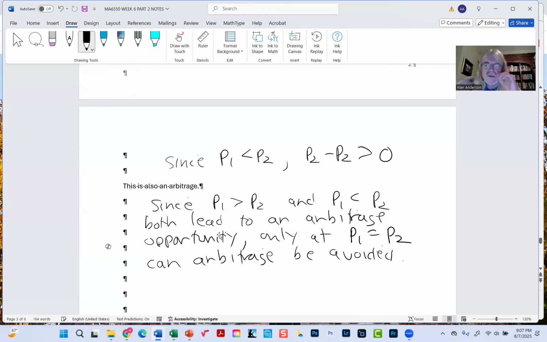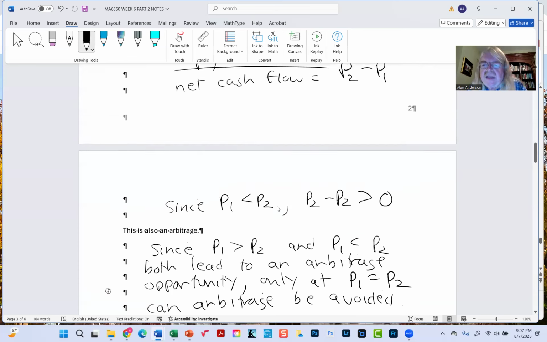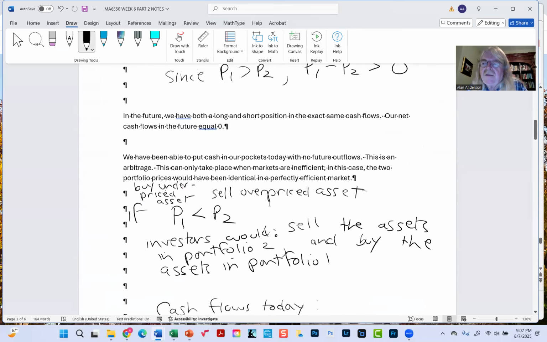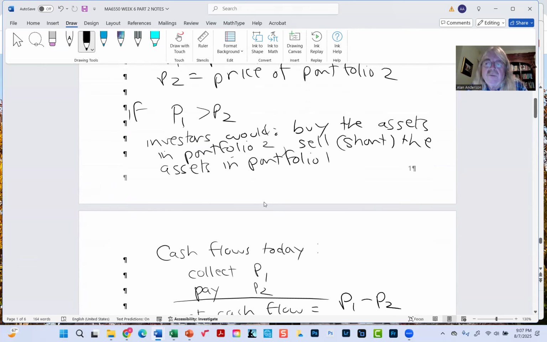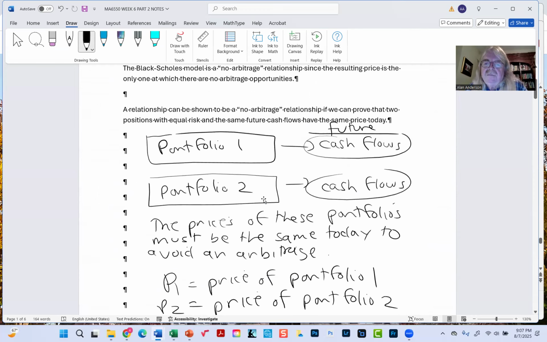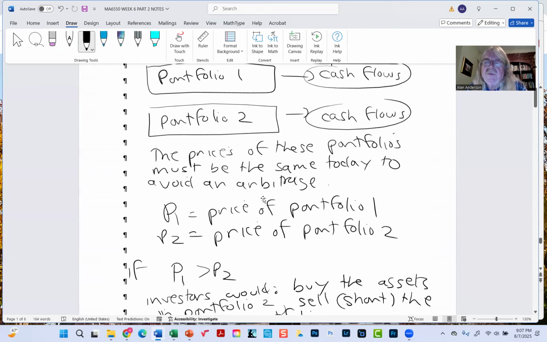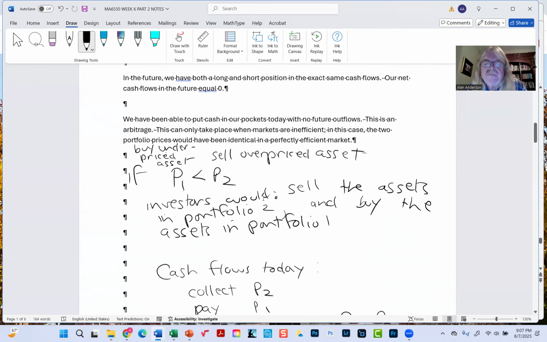Now, of course, this is how these types of proofs tend to proceed. You're taking two cash flows and setting them up to ensure that they have the same cash flows in the future, but different prices today, and we can see how that would result in an arbitrage, which leads us to conclude that the prices must be the same today because that's the only way we can avoid an arbitrage. So we'll see more of this as we go along.